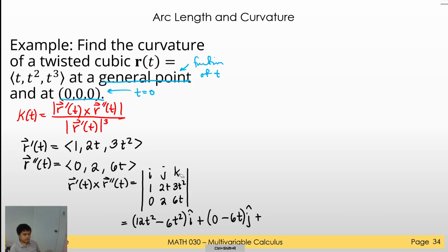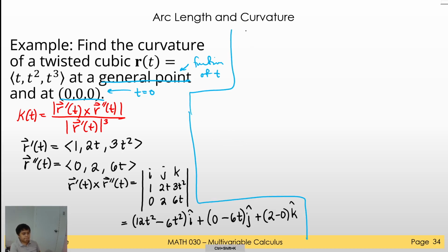And then plus k. For k here, we have 2 downward, so plus 2, and then this one is 0, so minus 0 times k. Okay, I'll simplify this so we have more space. The cross product r prime of t and r double prime of t is equal to 6t squared i hat, minus 6t j hat, plus 2k.